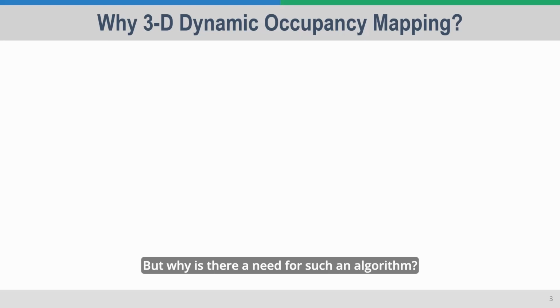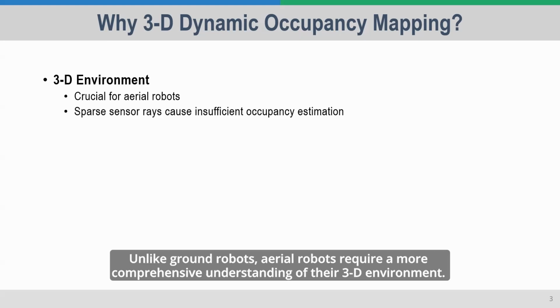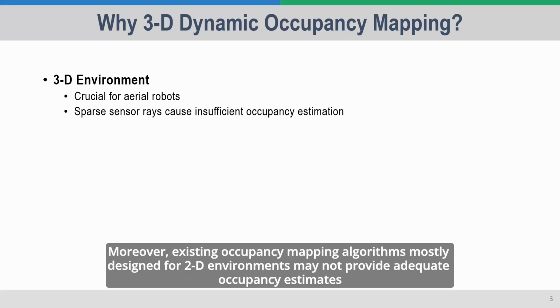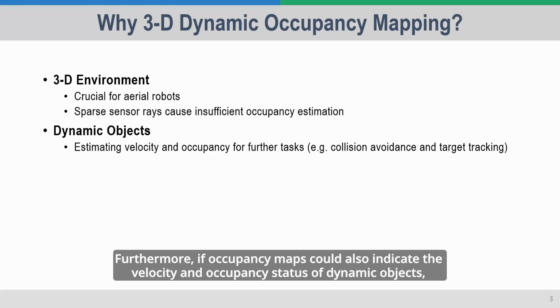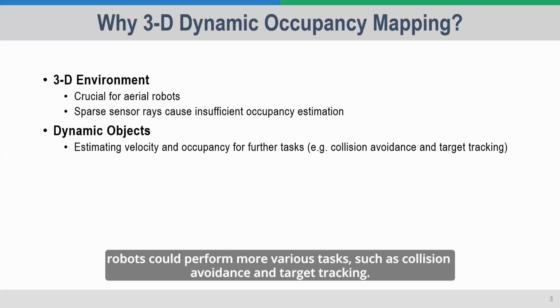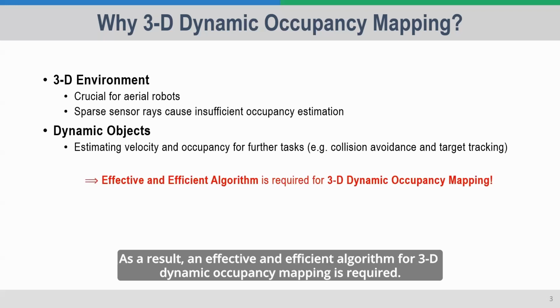But why is there a need for such an algorithm? Unlike ground robots, aerial robots require a more comprehensive understanding of their 3D environments. Moreover, existing occupancy mapping algorithms, mostly designed for 2D environments, may not provide adequate occupancy estimates due to the sparse density of sensor arrays in 3D space. Furthermore, if an occupancy map could also indicate the velocity and occupancy status of dynamic objects, a robot could perform more various tasks such as collision avoidance and target tracking. As a result, an effective and efficient algorithm for 3D dynamic occupancy mapping is required.